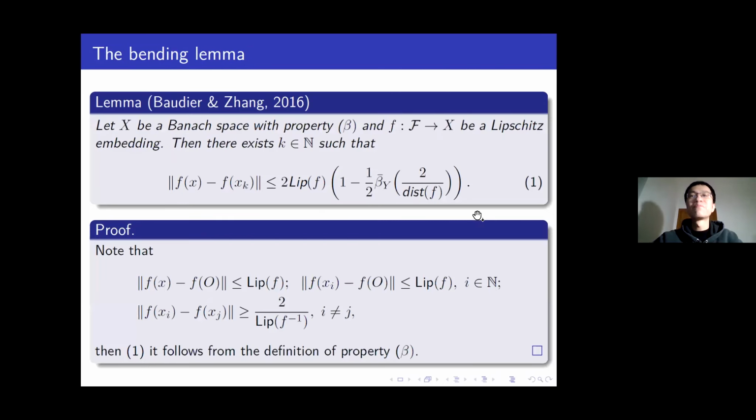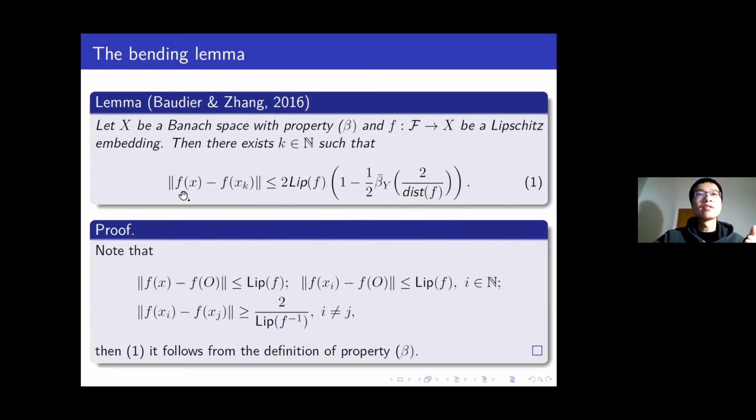So whenever you have a Lipschitz embedding from the graph F into a space with property beta, then you can always find one of the tips xk, so that the distance between the images of x and xk must be less than or equal to 2 times the Lipschitz constant of f times something strictly less than 1. This is 1 minus some beta modulus thing. Okay, so it's less than expected.